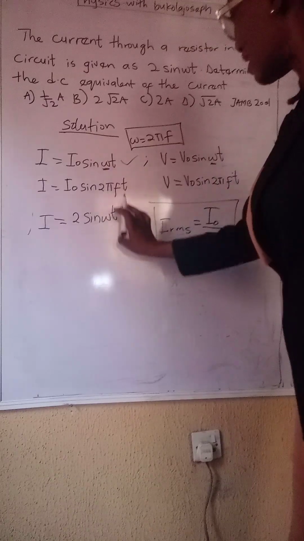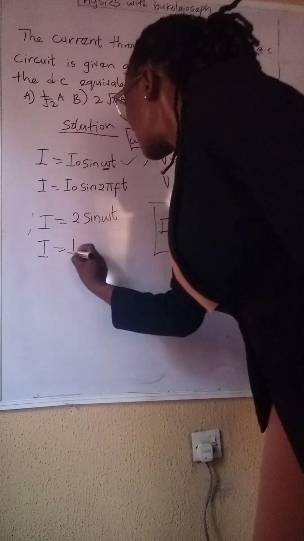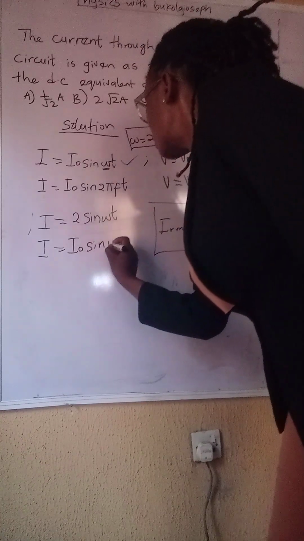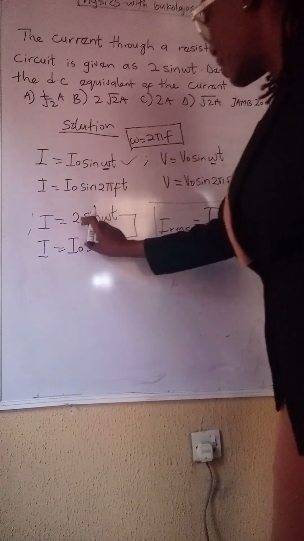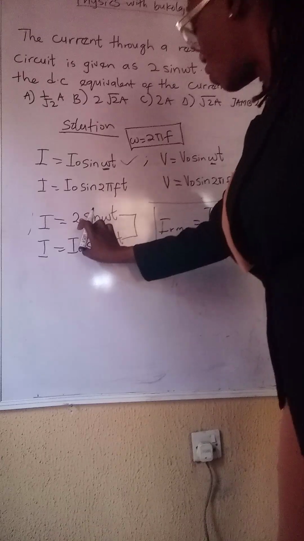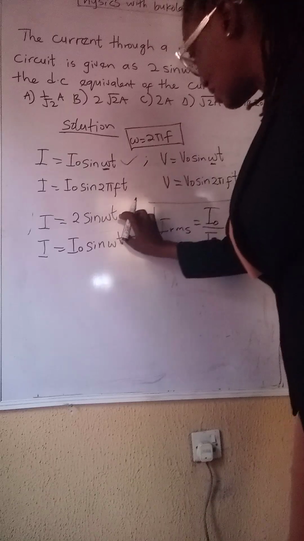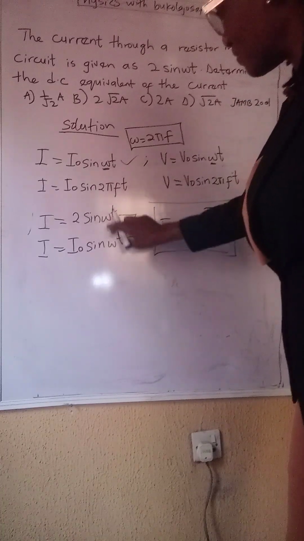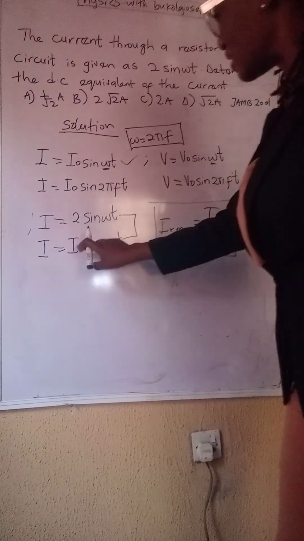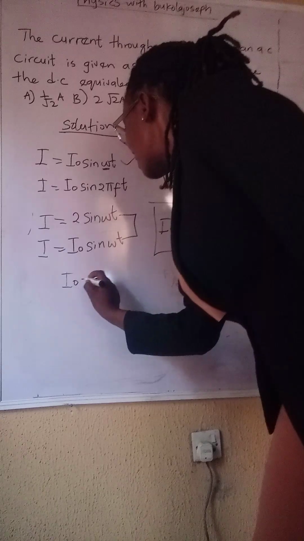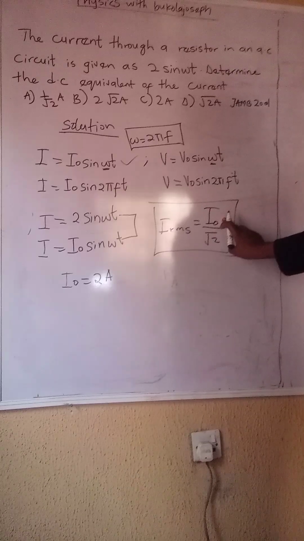From these two, let me bring it down so that it will make sense. So we have I is equal to I naught sine Wt. We are going to be relating these two pieces of information. It means that our I naught is equal to 2. I corresponds to I, sine to sine, W to W, T to T. Even if there's a figure here, let's say W is 2, it means W is equal to 2. So from this relationship, we can say I naught is equal to 2 ampere.